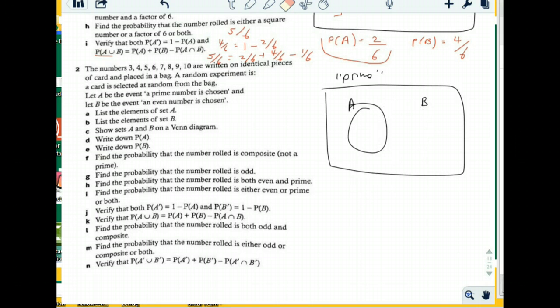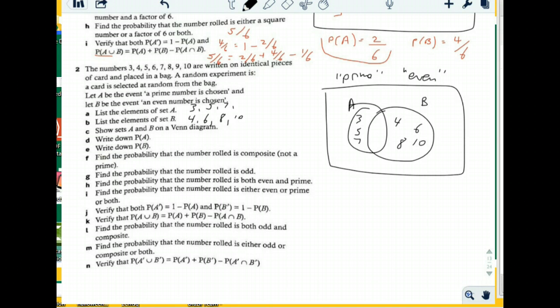and I think I'm going to redraw that so that the intersection is a little bigger. An even number is chosen. Okay, so list the elements of A. So let's see, A is prime numbers, so that would be 3, 5, 7, and that's it. And the elements of set B are even numbers, so that would be 4, 6, 8, 10. So in B we'll put 4, 6, 8, 10. And in A we'll have 3, 5, 7.